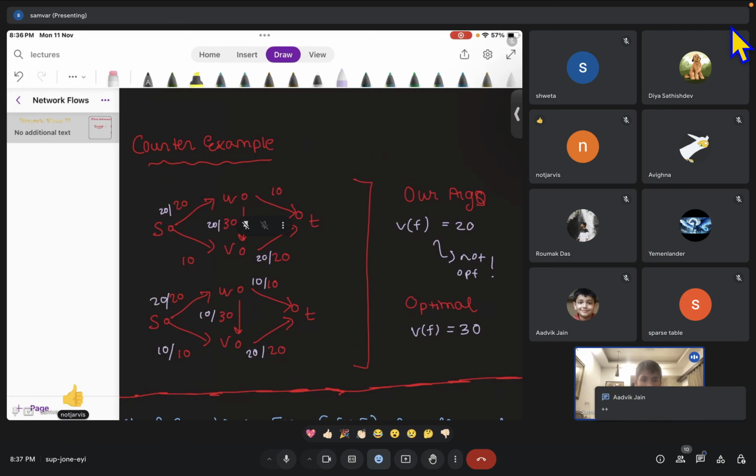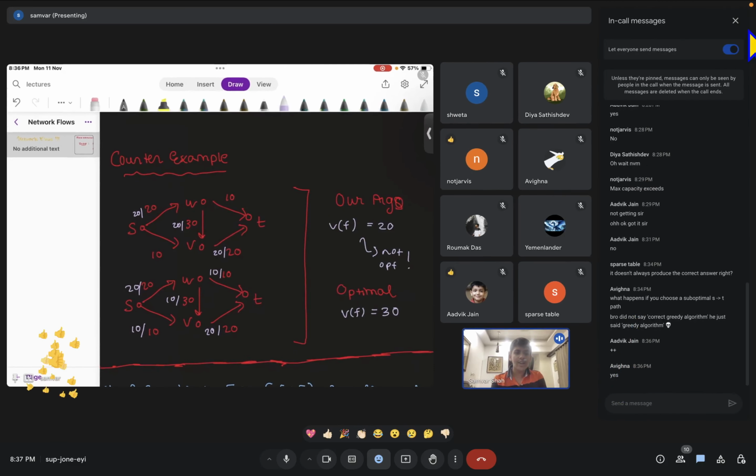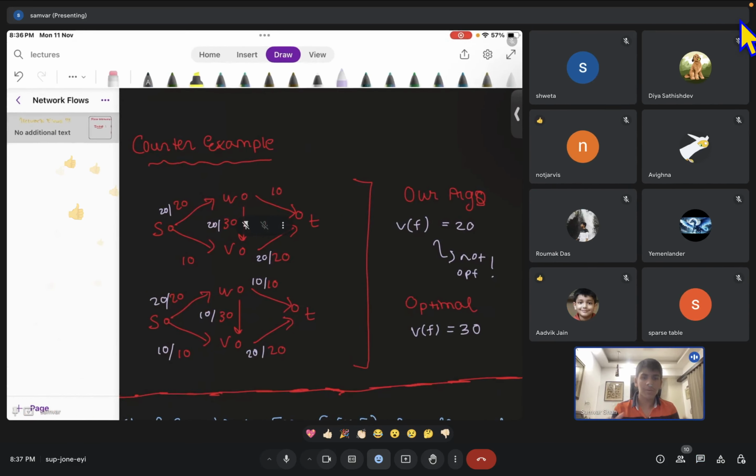Did the counter example make sense? So the basic thing was that instead of always pushing maximum flow, sometimes you might want to split the amount of flow you send through your edges so that in the long term you have a better situation. And as Avigna said, you might not also find the optimal S-T path.